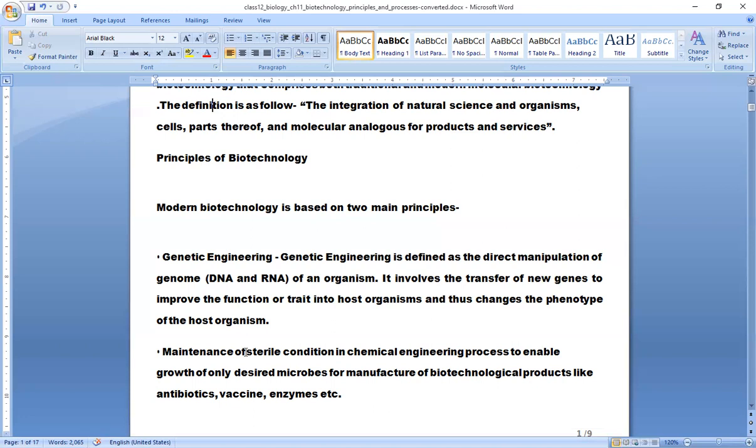So what happens here in genetic engineering? The particular cell which is containing the DNA or RNA is taken out directly from the cell, and once it is taken out, what happens? They are transferring new genes in order to increase the function of that particular gene. So initially only a single gene was there, but after the incorporation of the new gene, which has additional functions, the functions will be dual. So one single gene can perform many different types of function.